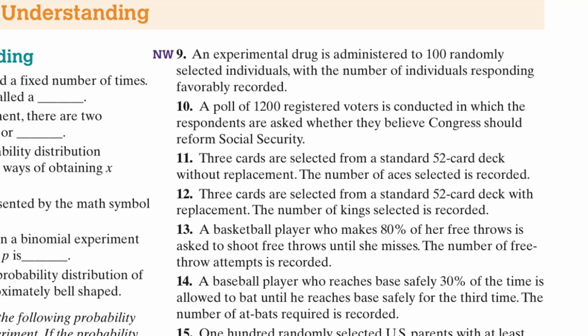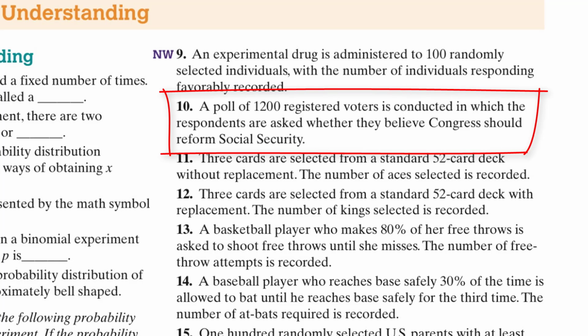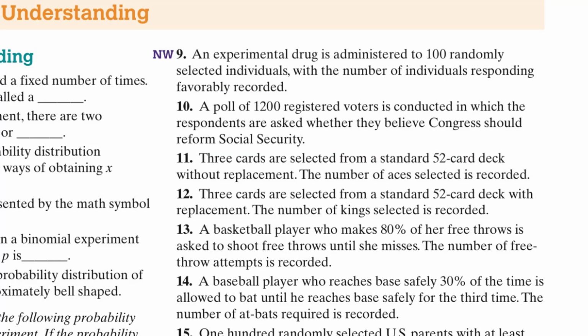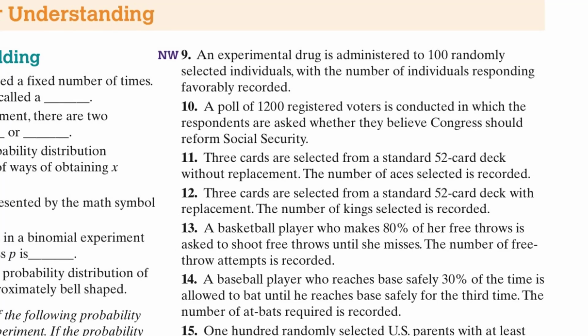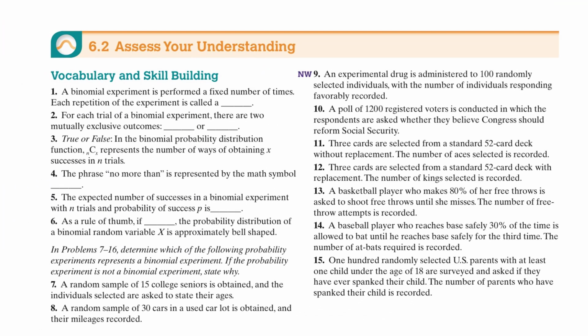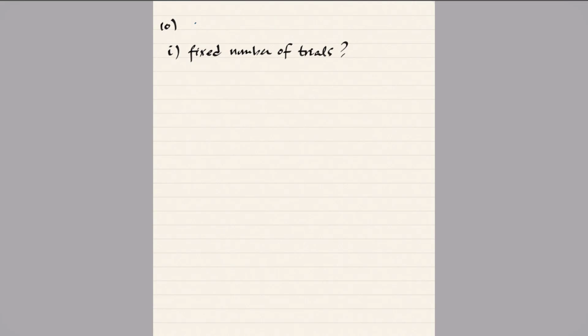And so for starters, let's take a look at number 10 here. It says a poll of 1,200 registered voters is conducted in which the respondents are asked whether they believe Congress should reform Social Security. And the instructions are clear. They're saying basically, hey, can you use a binomial here or not? And so let's write down our little checklist. So do we have a fixed number of trials? Well, we do, because the problem said there were 1,200 in the poll. So I'm writing that down.